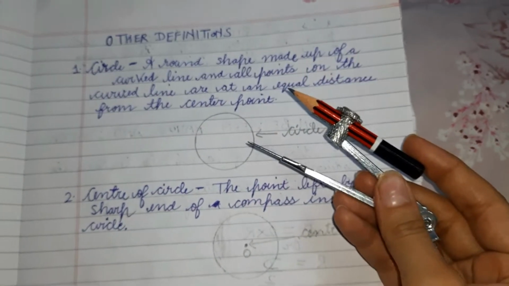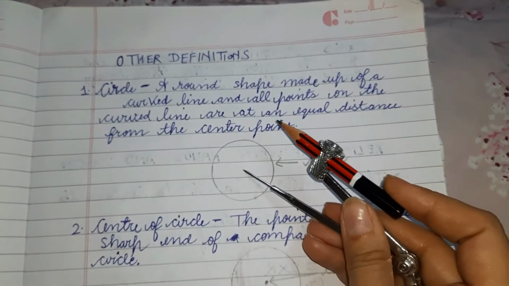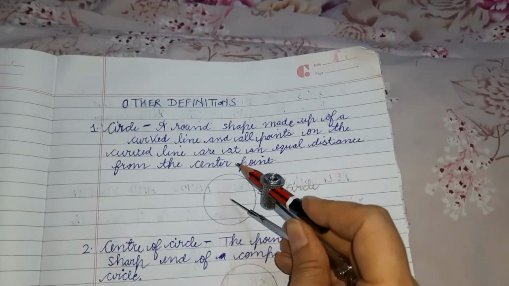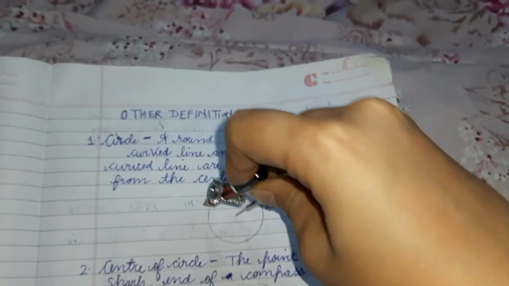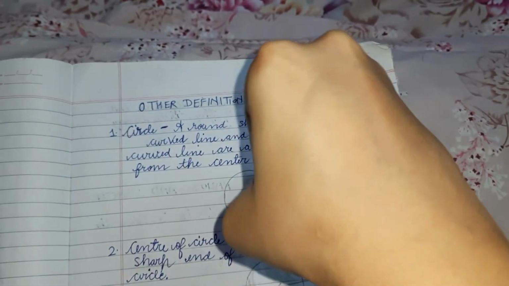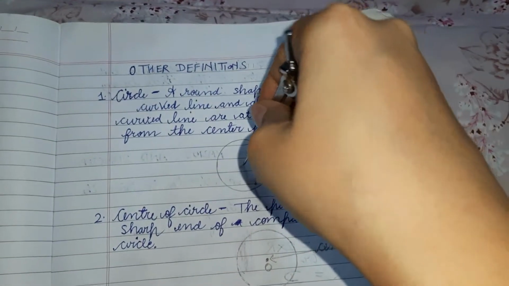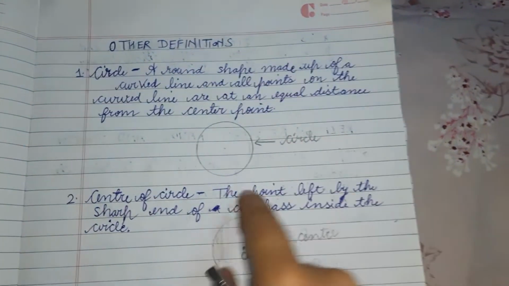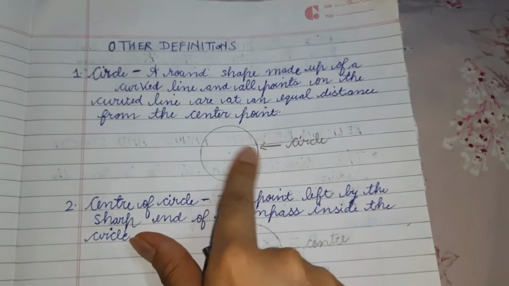So how to draw a circle? You have to place this pointed tip on the sheet of paper. Then after placing this, you have to rotate and move this in a circular form around this point. So what happens? Like this, you are able to construct a round shape known as circle.